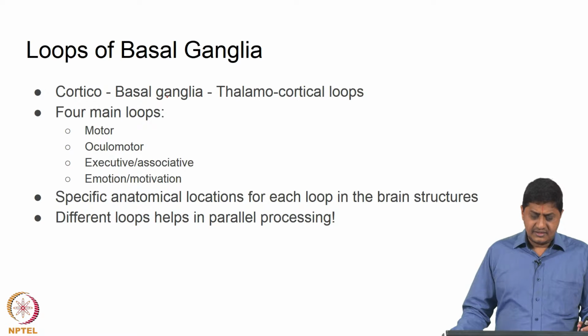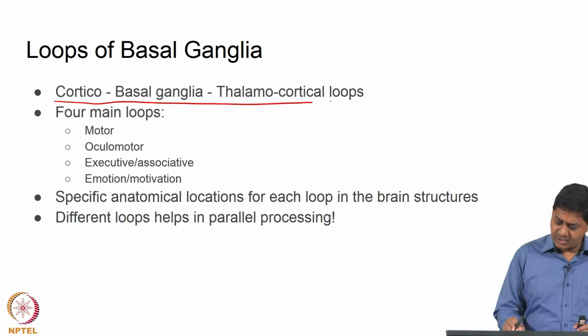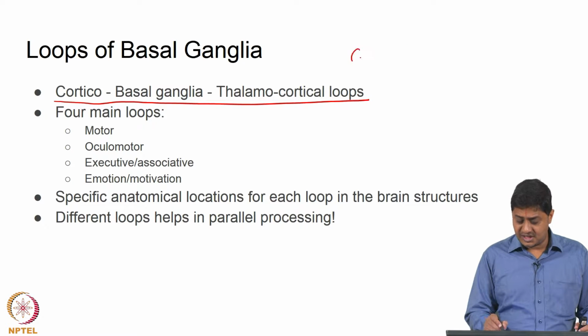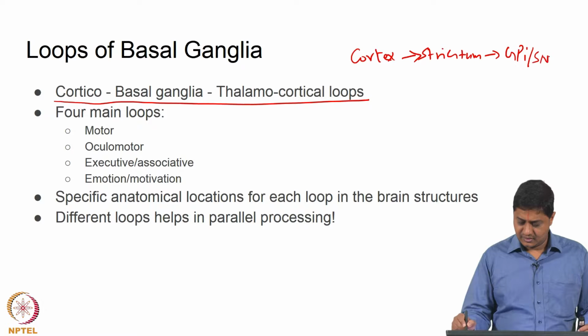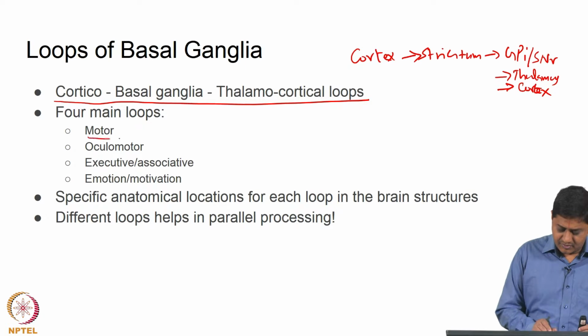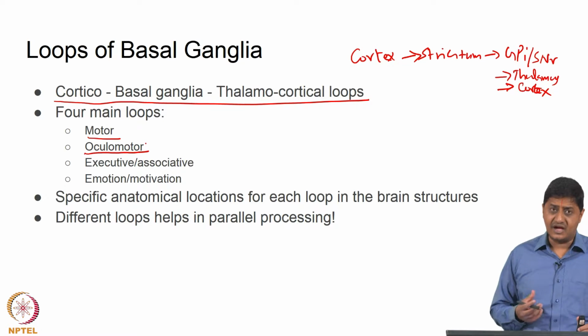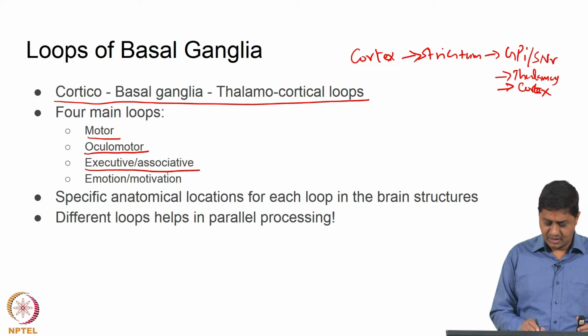In general, the loops involving the basal ganglia are the following: cortico-basal ganglia-thalamocortical loops. So, the input starts from the cortex, goes to striatum, goes to GPi or SNr, and from there to thalamus, and from there to the cortex. This manifests in 4 major loops. These are the motor or more specifically skeletomotor loop, the oculomotor loop involving eye function, the executive and associative loop, and the emotional motivation or limbic loop.